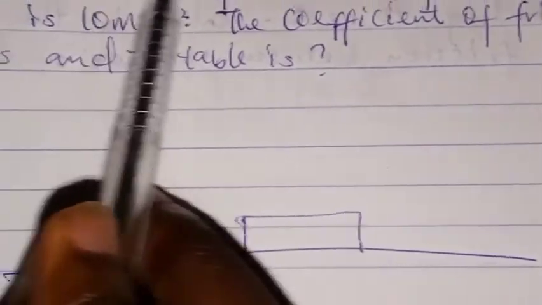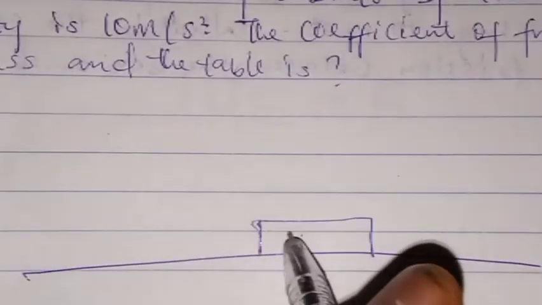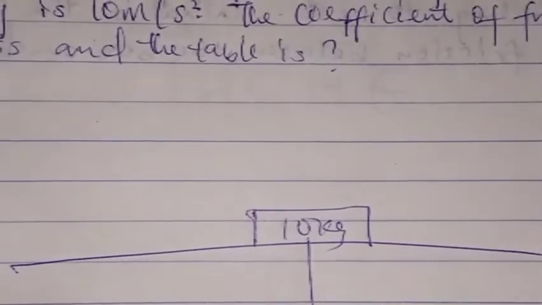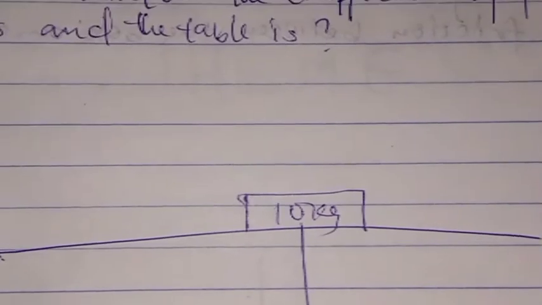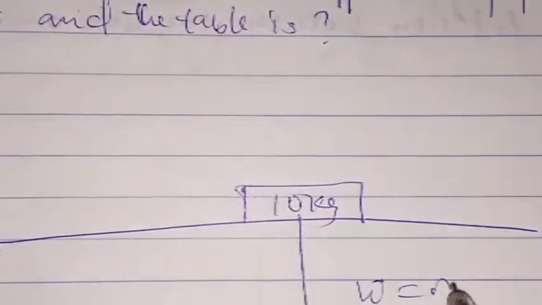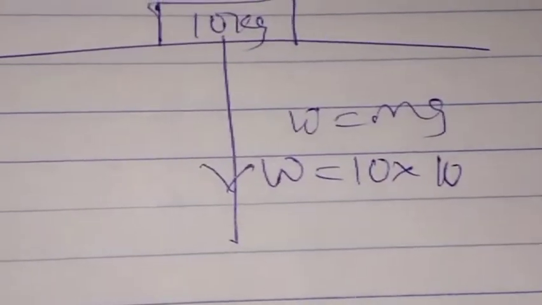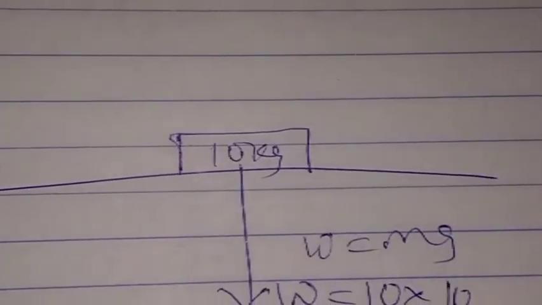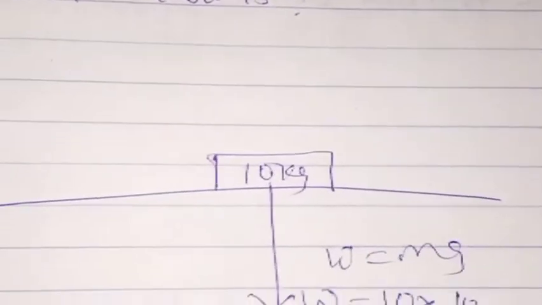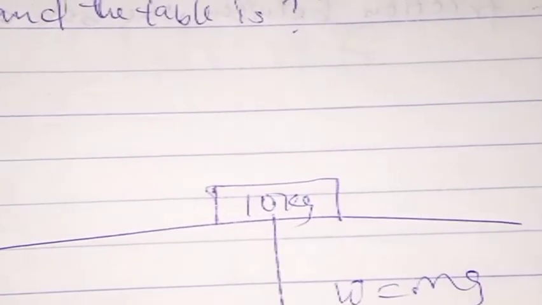So this is the next question. A force of 10 Newton drags a body. So the body is now moving. This is the mass, 10 kilogram. So what will be your weight? Weight is mg, so 10 times 10. That's 100 Newton.